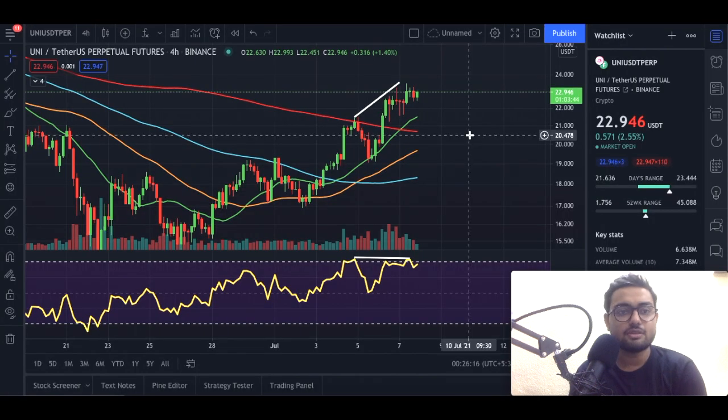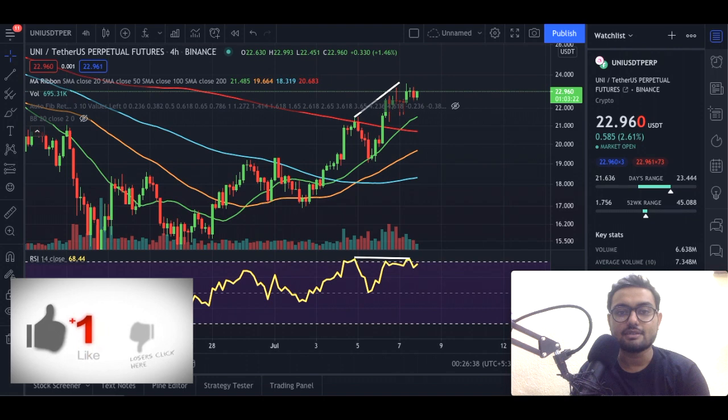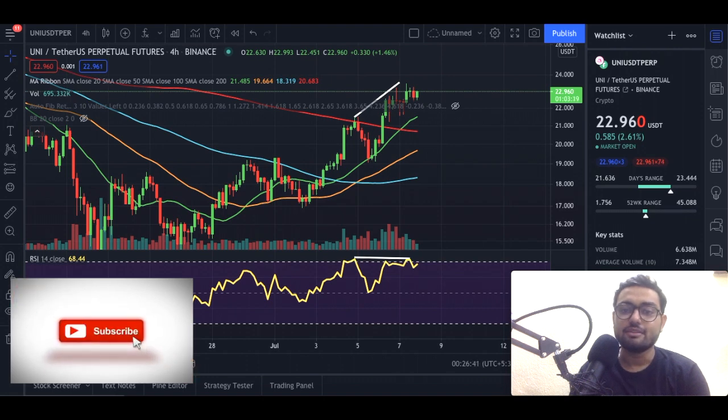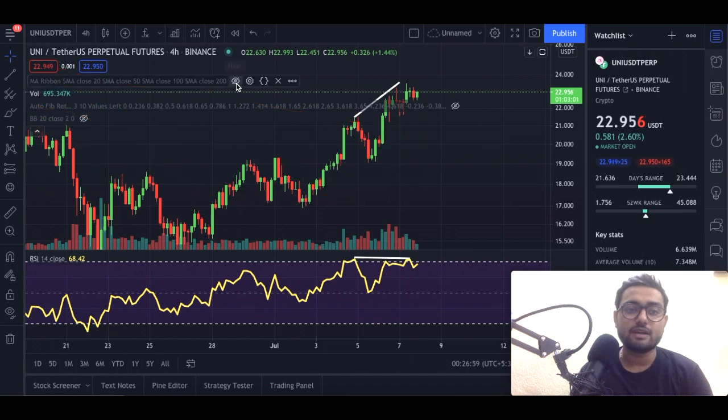On the UNI USDT 4 hours chart, the 20 period moving average is the first level of support that we have, and it is at about 21.485, going below which will be the 200 period, which is at 20.683, and the 50 period is at about 19.66, which will be the next level of support for us. And finally the 100 period, which is at about 18.319, is the last level of support as far as the moving averages are concerned.